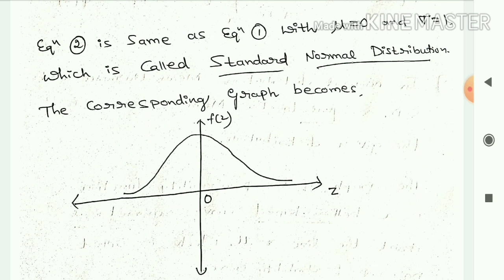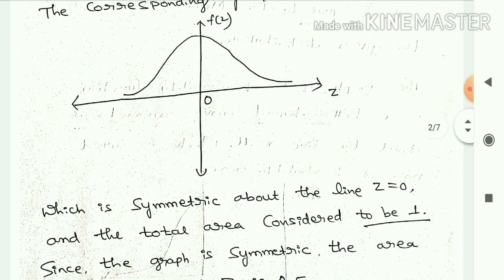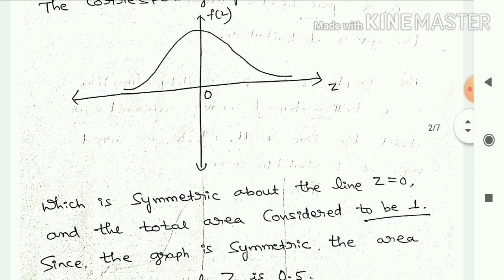Now, the interesting question is, what is the nature of the graph now? Technically, again the graph is the same. Since mu equal to 0, the given curve becomes symmetric about the line f of z. That means the area on the left side of the origin is the same as on the right side of the origin. Again it is bell shaped. There is no difference. The fortunate thing is this is symmetric. Now, since integration represents area, I will consider the total area as 1 unit.